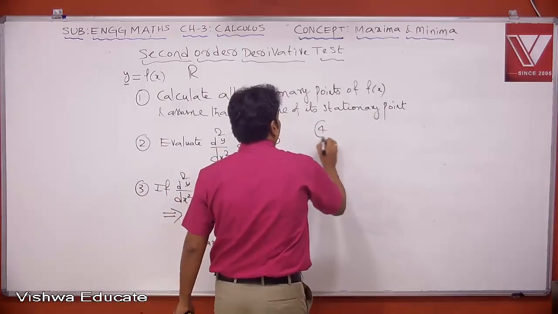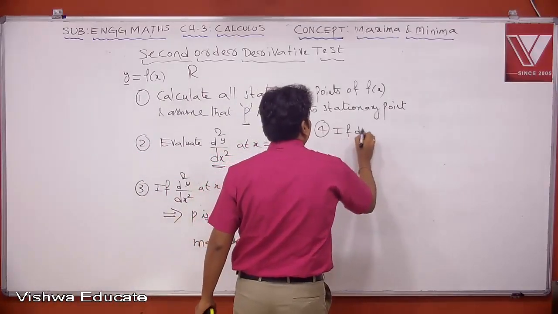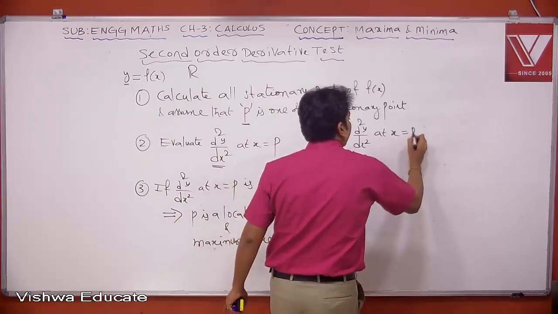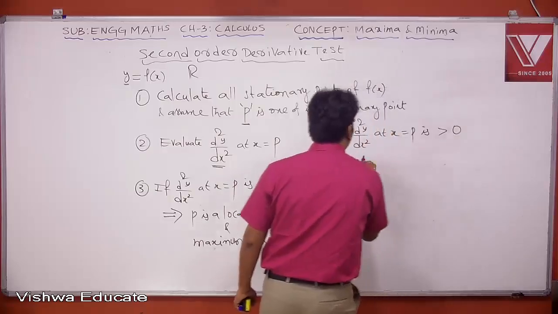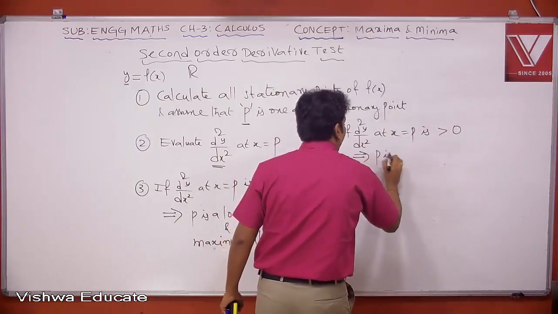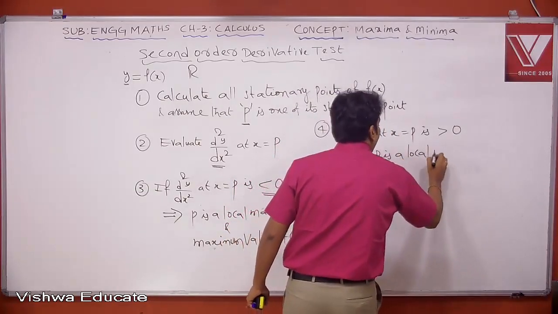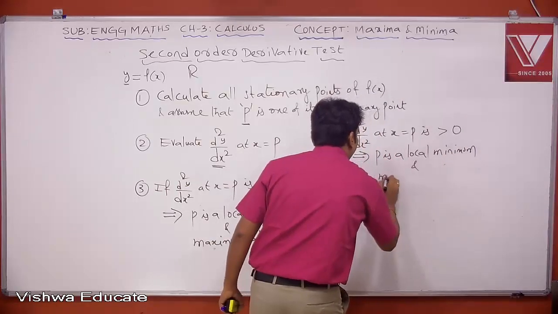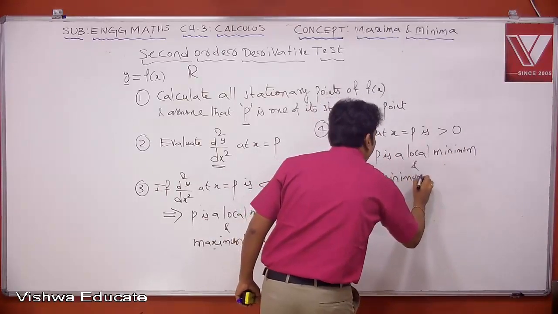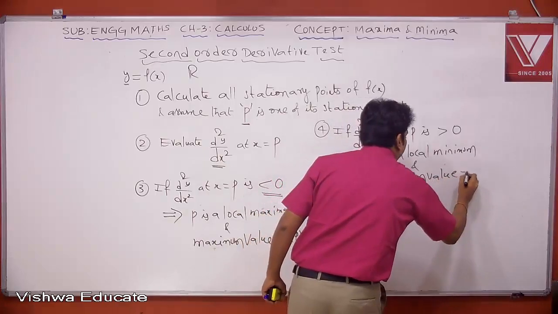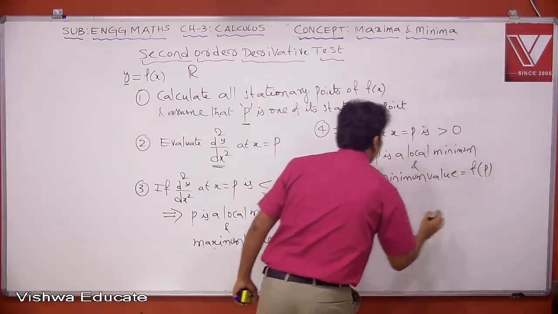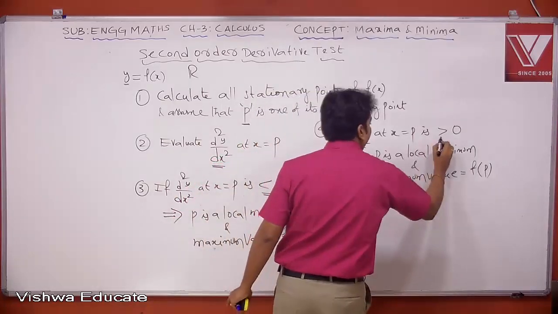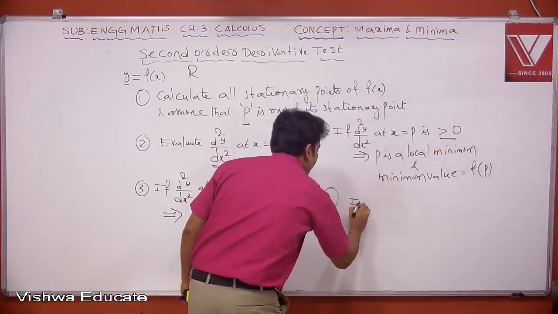Now step 4. If d square y by dx square at x equal to p is greater than 0, this implies p is a local minimum. Local minimum means at this point the function gets its minimum, and the minimum value is equal to f of p. Step 5. We have covered already less than 0 and greater than 0. Now we have the 0 quantity.